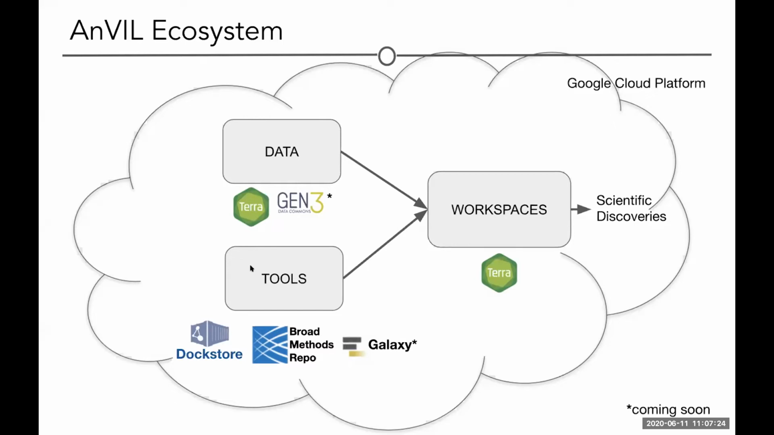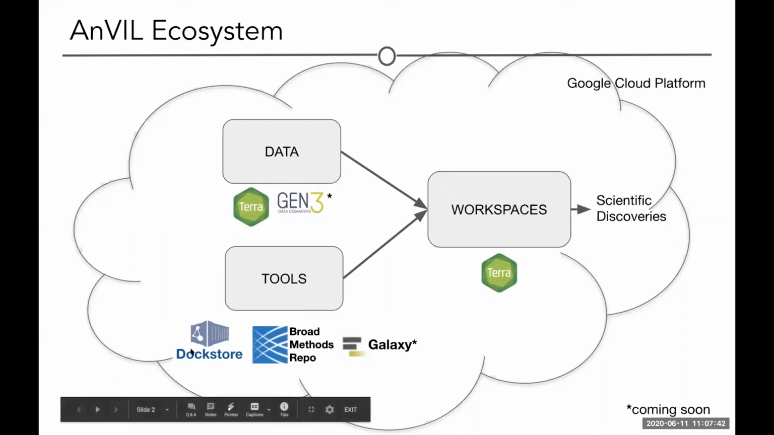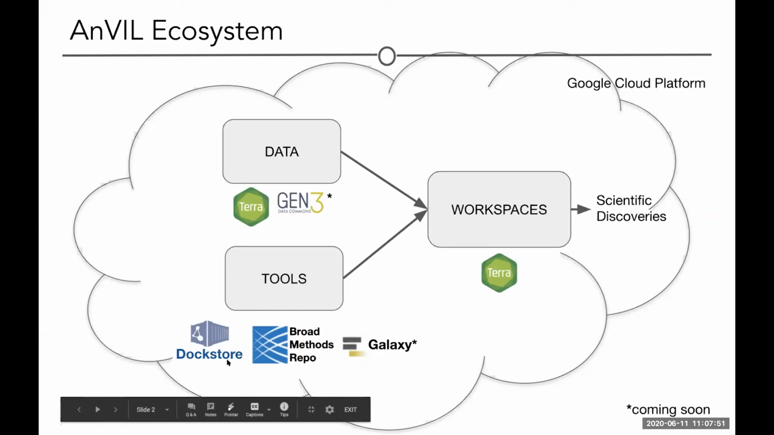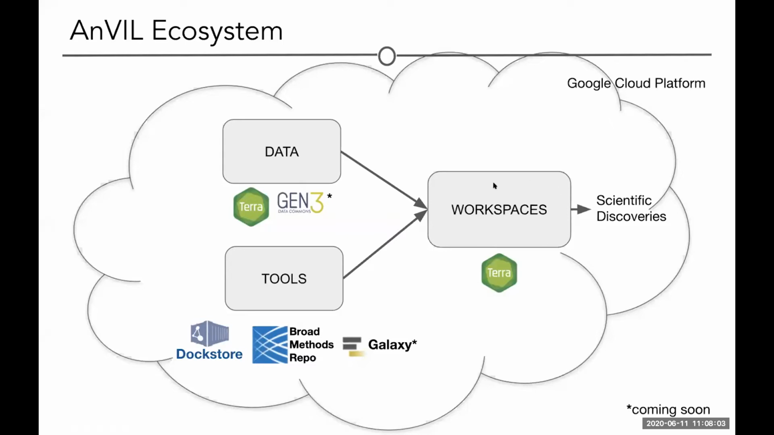And so the AnVIL ecosystem is trying to bring in tools that are relevant to the scientific community and make them easily interoperate with the data and workspaces in the cloud. So currently, users can search and hand off tools from Dockstore, which you'll learn about a little bit more today, right after I present. Luis is going to go over Dockstore. There's also the Broad Methods repository and Galaxy, which will be coming in the future. And so all of these repositories of tools should easily interoperate with these workspaces and with the data in the workspaces to help researchers do scientific analyses.